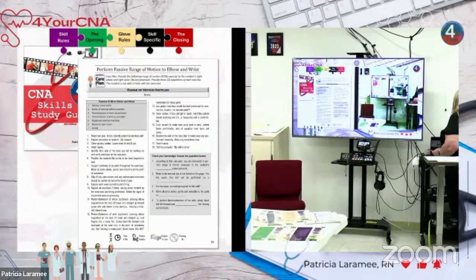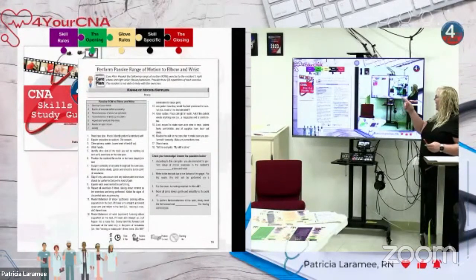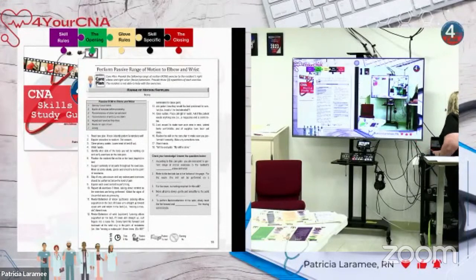I'm really missing my Stream Deck today. All right, so no, that's not it.